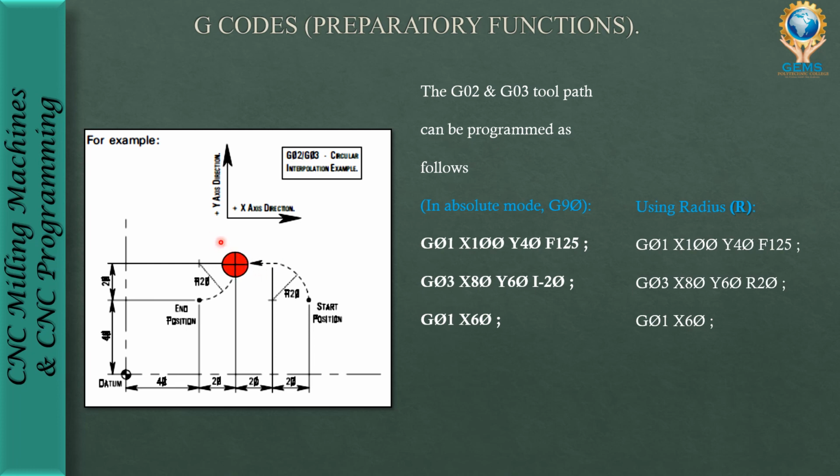Now the tool will move from here to here. This is a clockwise direction, so I'm using G02. What is my point here? X position is 40, Y position is 40. But what about I? Here also I is towards the left hand side. What is the distance between these two? It is 20, so minus 20. Otherwise I can give G02 X40 Y40 and simply mention R20.